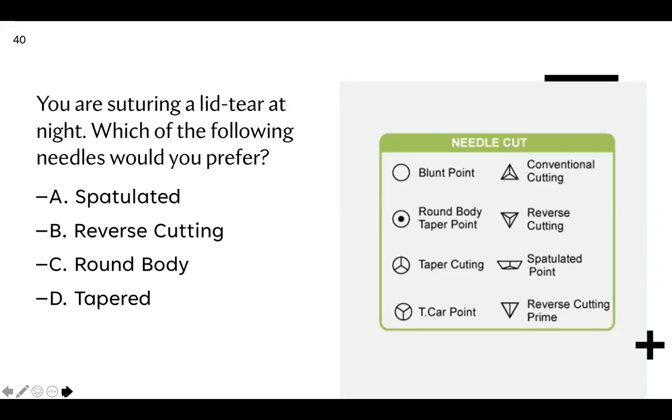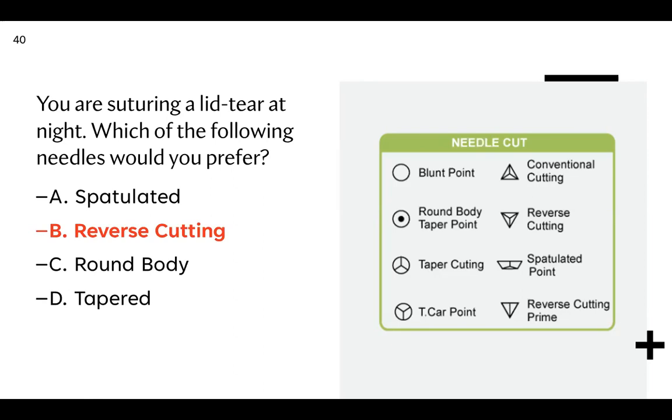3, 2, 1. Poll locked. The correct answer to this would be reverse cutting. 50% have got it right. And Dr. Akshay can elaborate on why a reverse cutting needle would be good for lid tear repair. Well, the answer is that reverse cutting is preferred in a lid tear at night.